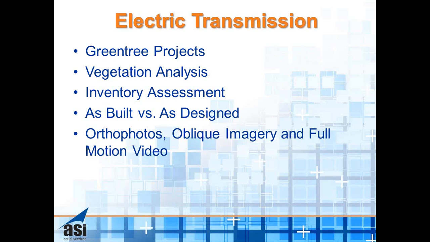For projects in electric transmission, there's a lot of different reasons to use LiDAR. We can use it on a green tree project. We can do vegetation analysis. In 2007, a random tree hit a random power line and knocked out the entire eastern seaboard. So the government came up with NERC to say that trees, depending on the power line, have to be a certain distance away. So we can do that vegetation analysis.